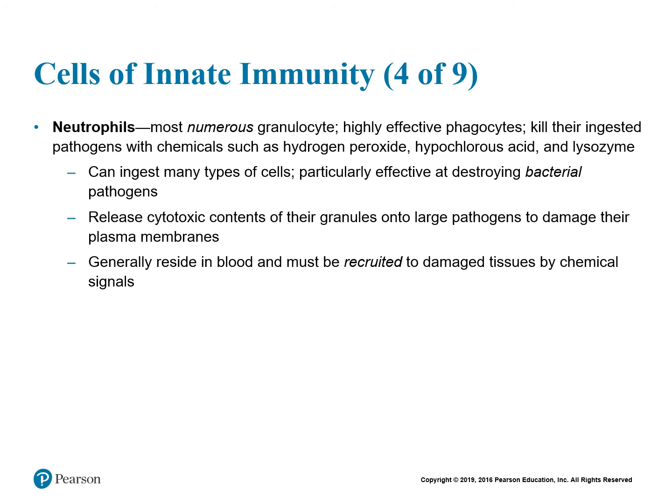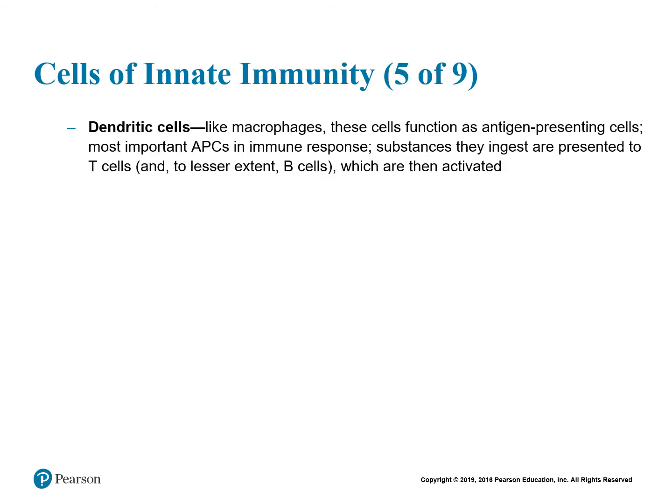Neutrophils are the most numerous granulocytes throughout your body. They're really, really good as phagocytes, and again, they can take in just about anything. Not only that, but they can also release some cytotoxic chemicals and basically damage the plasma membrane of a pathogen. Again, they're typically in your bloodstream, but they have to be recruited by chemotaxis. So if you don't have chemical messengers to recruit neutrophils, this process isn't going to take place. They're going to keep being in the bloodstream.